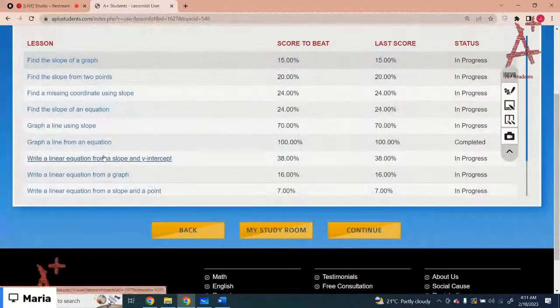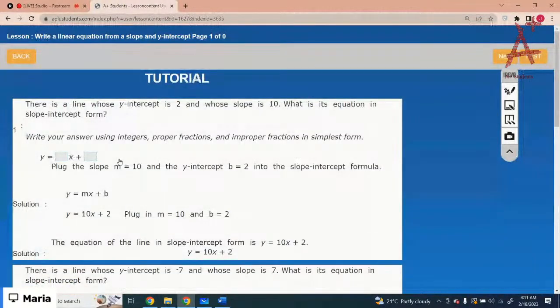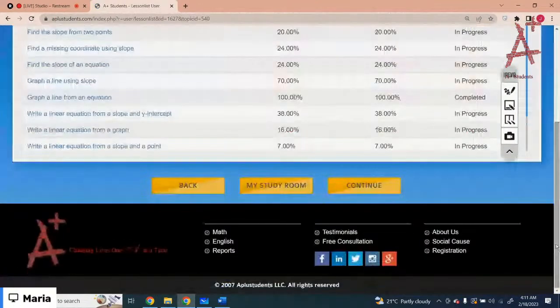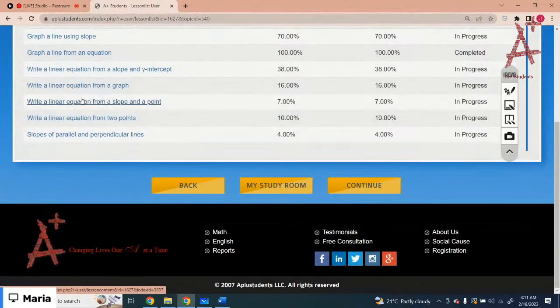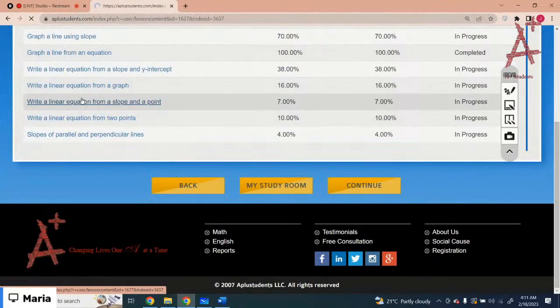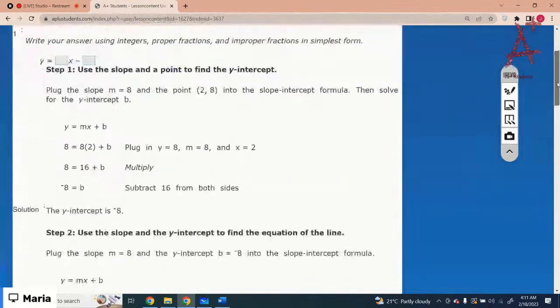One is write a linear equation from a slope and y-intercept. Now you are given the slope and the y-intercept. I think, wait, this isn't the lesson we have to cover. The one we have to start with, yes, is write a linear equation from slope and point. You are given the slope and the point. You have to write down the equation. Let's just start with the first example.